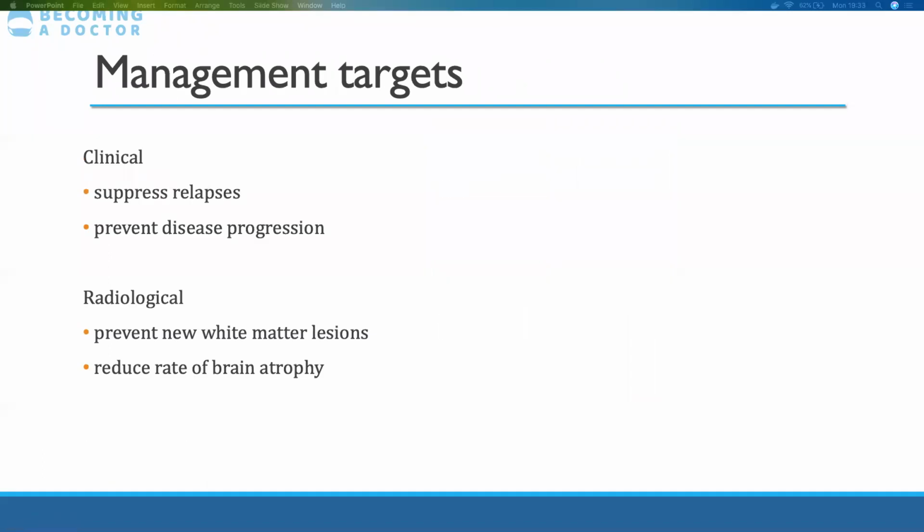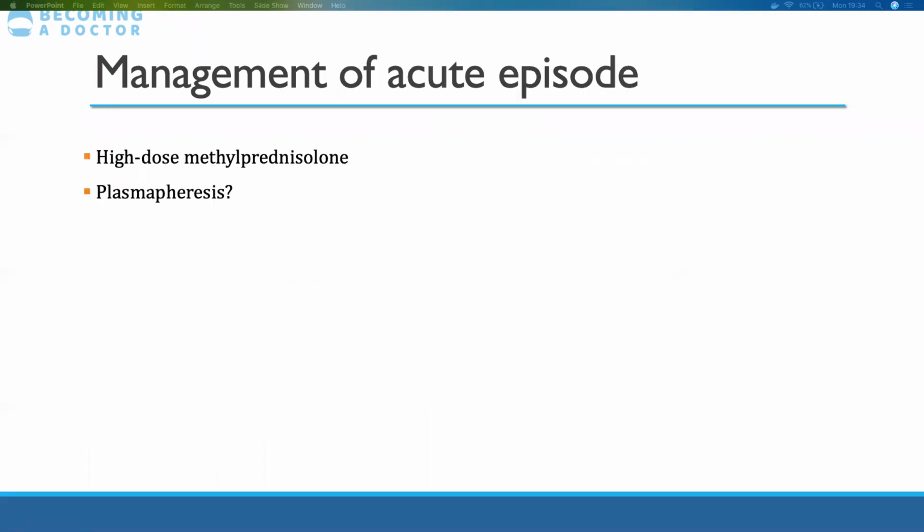So the management targets. For a patient with MS, you want to try and suppress their relapses and prevent disease progression. And radiologically, you want to prevent new white matter lesions and reduce the rate of brain atrophy. So let's say someone has an acute episode. NICE guidelines define an attack as basically new symptoms or worsening of existing symptoms, which has a subacute onset, so greater than 24 hours, with an absence of any signs of fever and active infection.